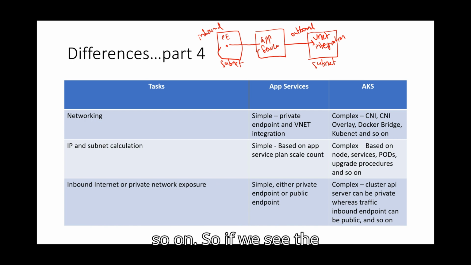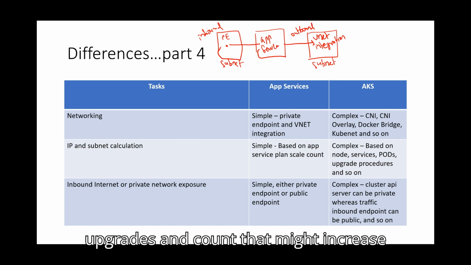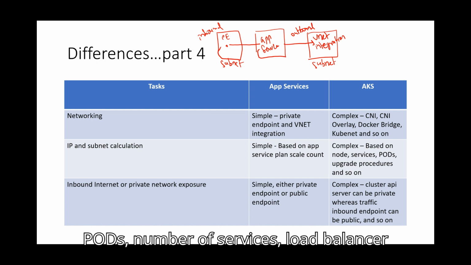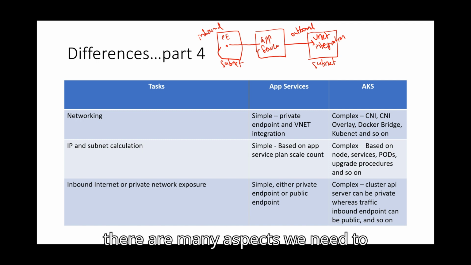So if we see the calculation of network subnet for app service, it is simple. Whereas for AKS, we need to calculate the subnets considering number of nodes, their upgrades, and count that might increase. Then CNI overlay based IP range for pods, number of services, load balancer IPs, and so on. So there are many aspects we need to consider for AKS networking subnet calculation.